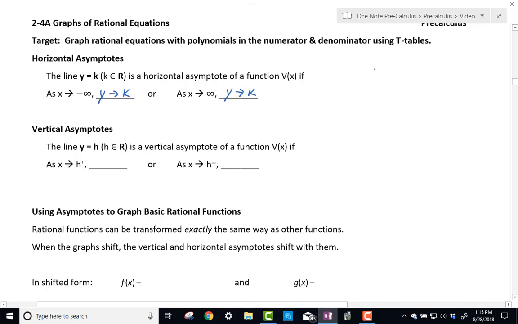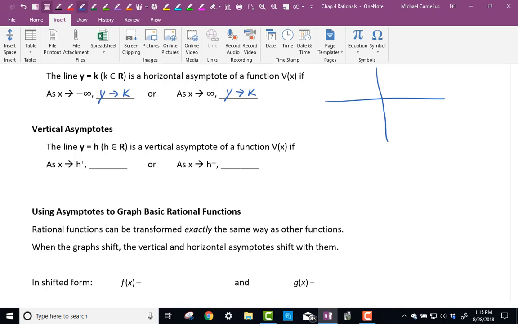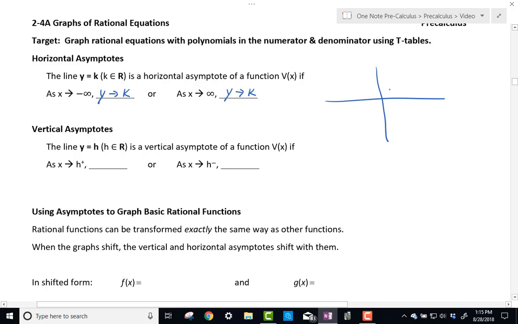So in other words, if I were to draw a graph here, and I had a graph that looks something like this, all right? So it might be doing something really funky here. So let's just say I had this asymptote, and we're just going to call this y equals 3.